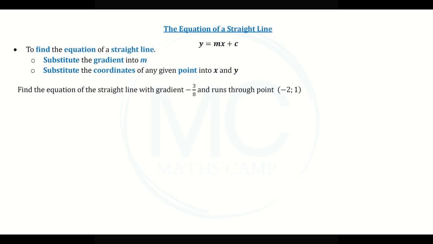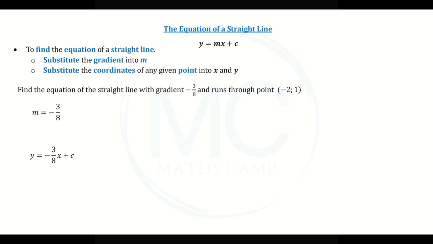Find the equation of the straight line with gradient negative 3 over 8 and runs through point negative 2, 1. In this case, m is negative 3 over 8. So let's make a note of this over here. And now our equation will be y is equal to m, negative 3 over 8, multiplied by x plus c.